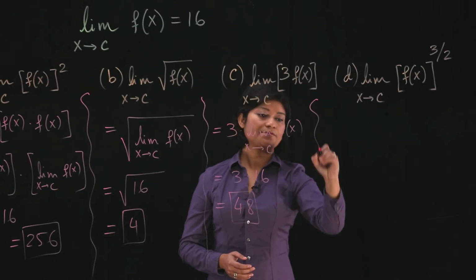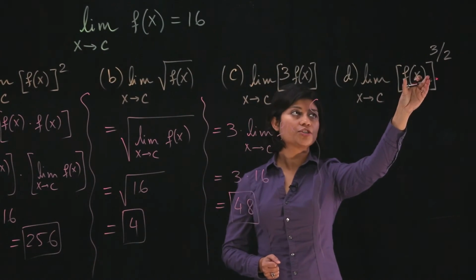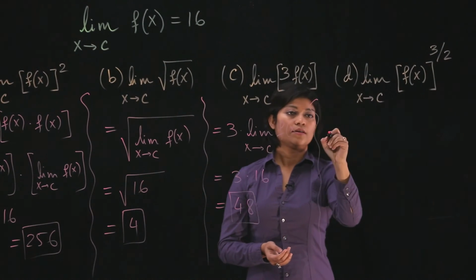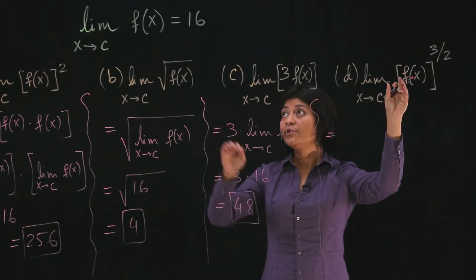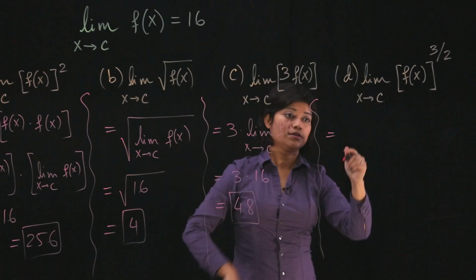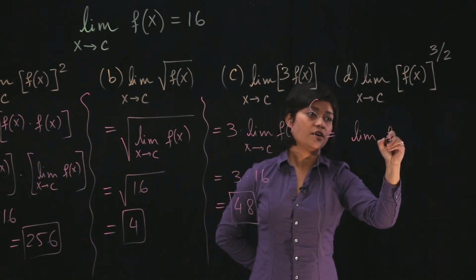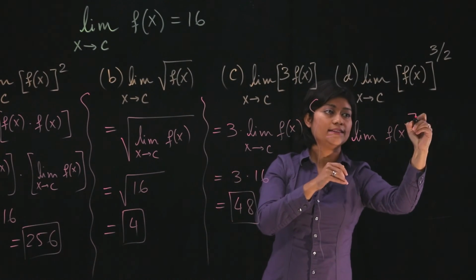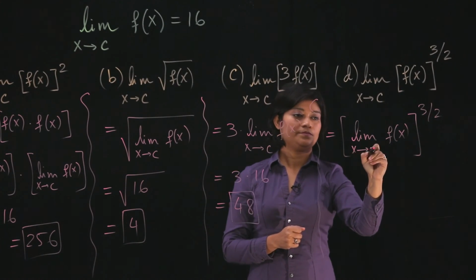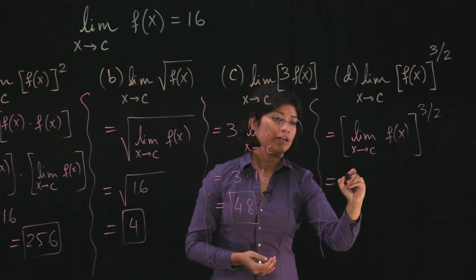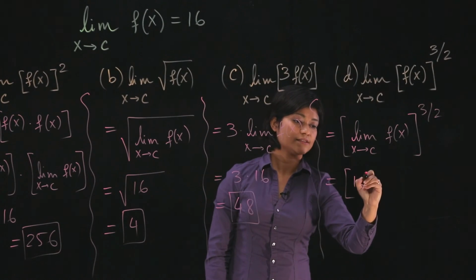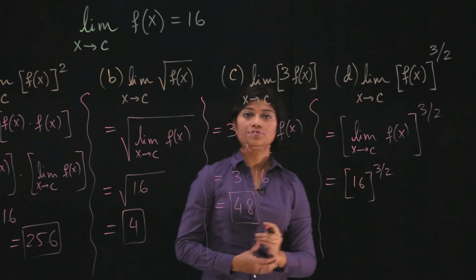Finally, the last function is the original function raised to the power 3/2 as x approaches c. Same idea. Since the limit of f exists, if you raise it to the power 3/2, that's going to be the limit of the function, you evaluate that, and then raise the entire thing to the power 3/2. And this inside part, we already know that the limit is 16. So this is 16 to the power 3/2.